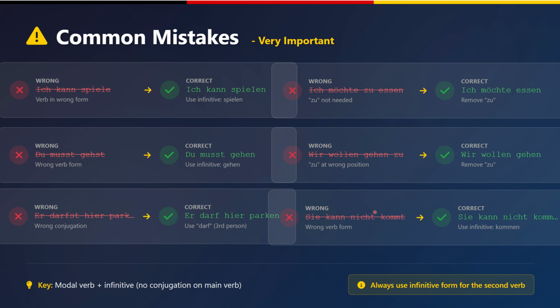Sie kann nicht kommt is wrong because the verb is in the wrong form. The correct sentence would be Sie kann nicht kommen. The golden rule is always modal verb plus infinitive with no conjugation on the main verb. Always use the infinitive form for the second verb.